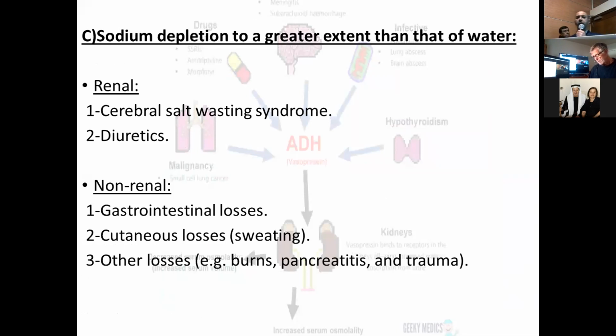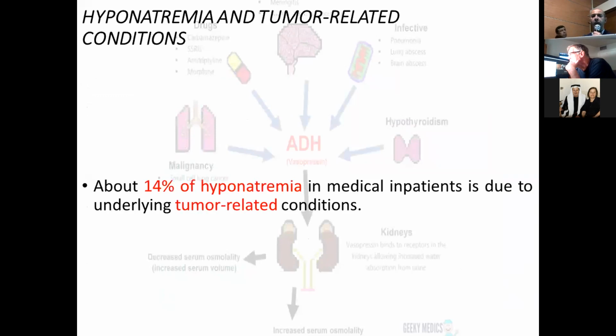The third class is sodium depletion to a greater extent than that of water, which can be divided further into renal and non-renal causes. The renal, most importantly, especially related to neurosurgical disorders, is the cerebral salt wasting syndrome, which is mostly associated with traumatic brain injury and brain tumors, and the non-renal, which many causes can cause.